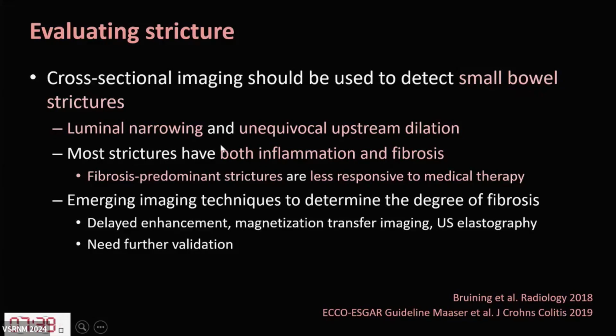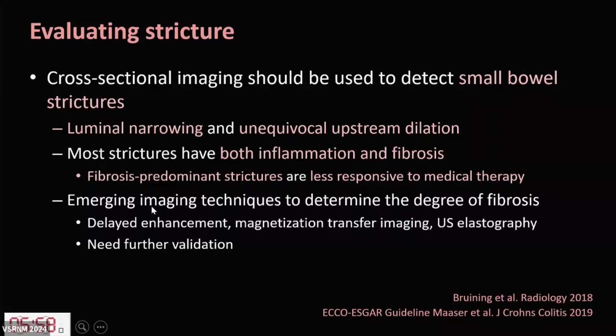So cross-sectional imaging is helpful to detect small bowel strictures in Crohn's disease. Imaging will appear as a segmental luminal narrowing with unequivocal upstream dilatation. Most of the strictures actually have both inflammation and fibrosis components, but one of them will be predominant. Fibrosis-predominant strictures will be less responsive to medical therapy. So in these strictures, we'll consider balloon dilatation or surgery.